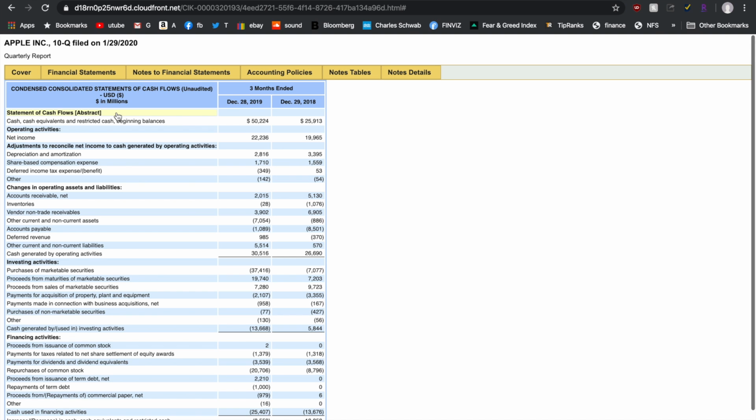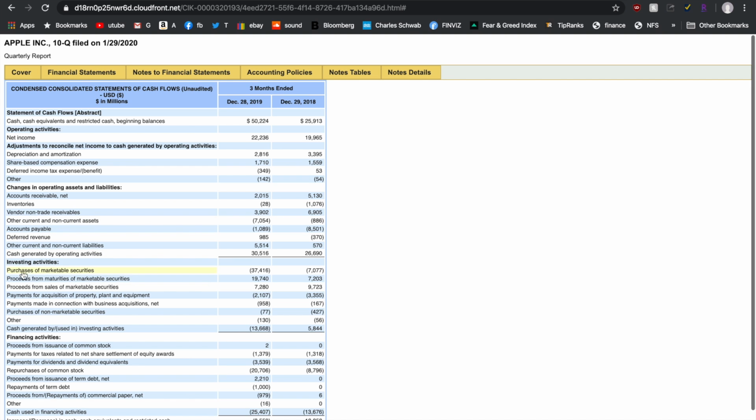Okay, so that's the operating activities. These are basically just related to operating their lines of business, like I mentioned, the iPhones, the TV shows, things like that, whatever Apple produces and other services they provide. So the changes in operating assets and liabilities. Oh yeah, so investing activities.